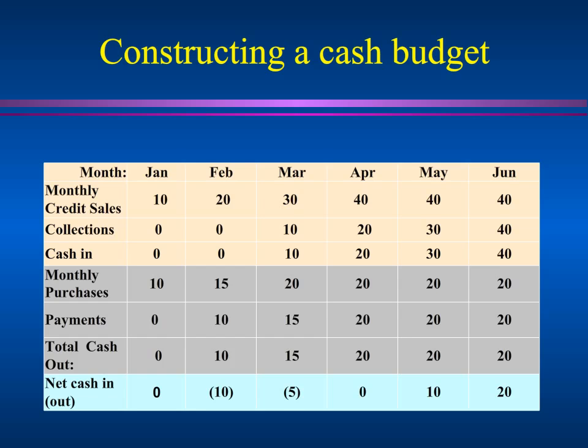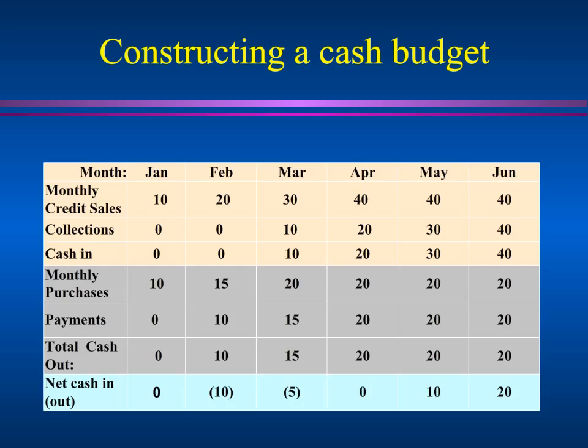But wait a minute, let's go all the way back to February. Okay, in February, even though I sold $20 worth, I didn't get any cash in. But I paid for January's, which means I had a net cash out of $10. So minus 10 in total went out the door. 0 cash in, 10 cash out means I had cash flow in that month of negative 10.